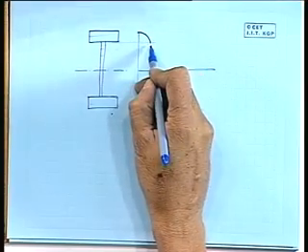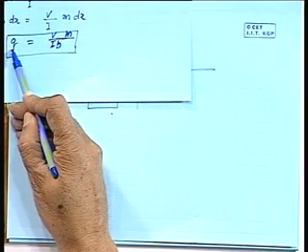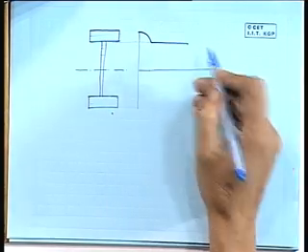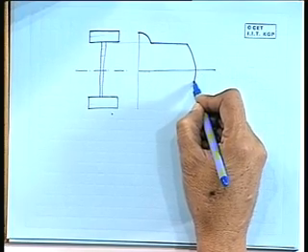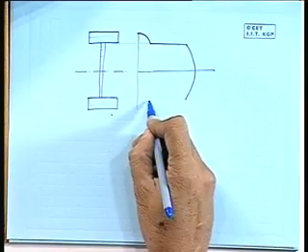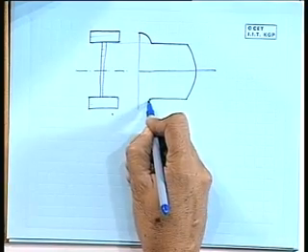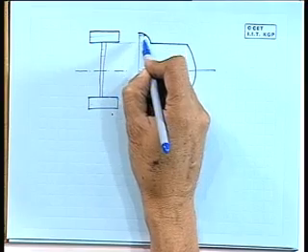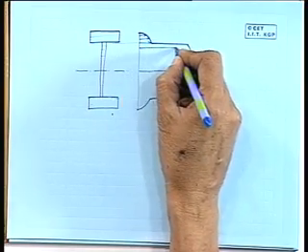Then suddenly b reduces. So if b reduces, there will be a jump in the stress because it is in the denominator, and we can see that this jumps up here, and then again it will go like this, and then it jumps down, and then it becomes 0 at this end. So this is the shear stress variation across the depth for an I section.